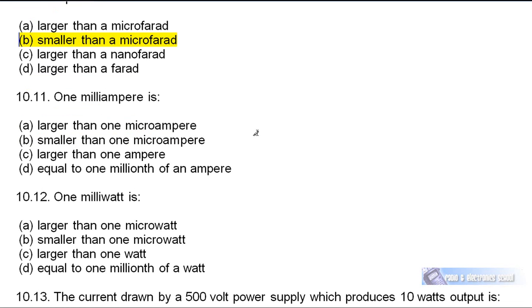Question 10.11. 1 milliampere is larger than a microampere? Well, milli is 1,000th, micro is 1,000,000th, so that is true. Smaller than 1 microampere? No, it's not. It's 1,000 times larger. A milli is 1,000 times larger than a micro. It's not larger than an ampere, and it's not equal to 1,000,000th of an ampere. That's a microampere. So 1 milliampere is larger than a microampere.